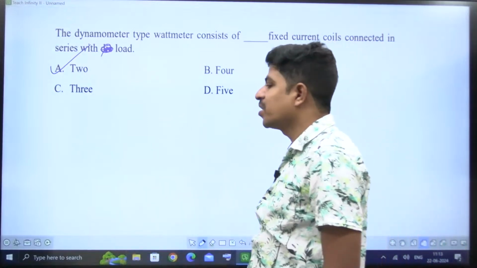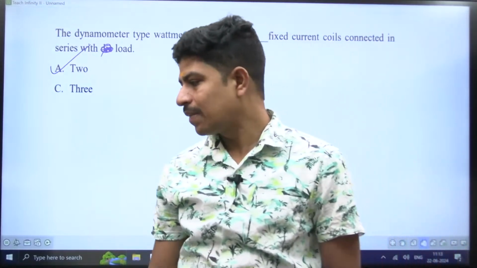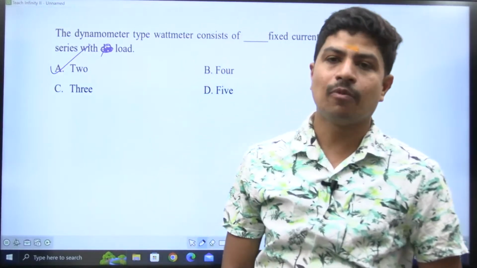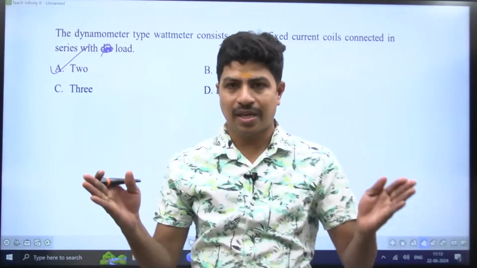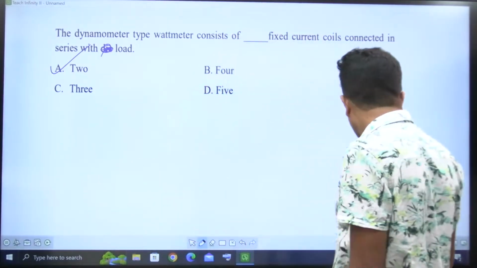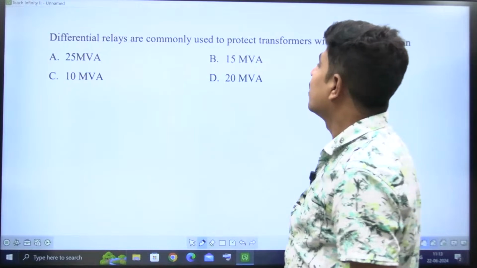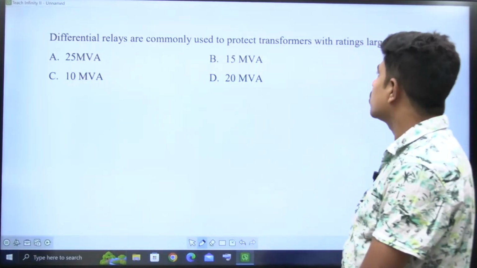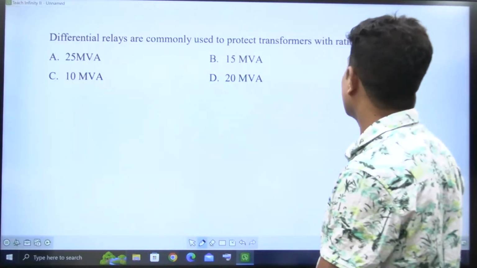Yes, the option is A. This is a direct question. The dynamometer type watt meter is going to have two parts of the current coil which are connected in series. Right. Next question, please.